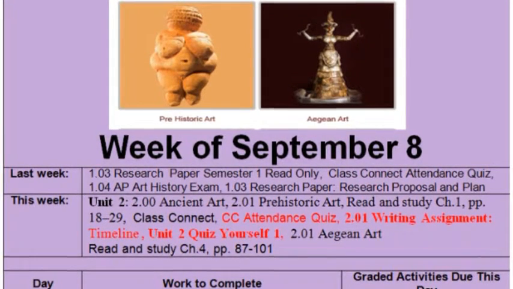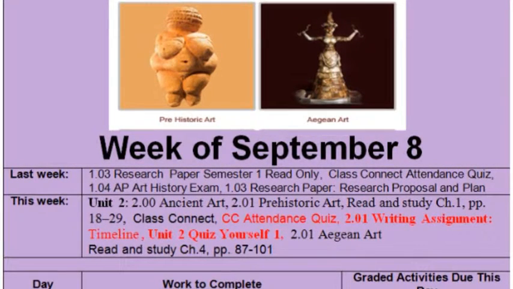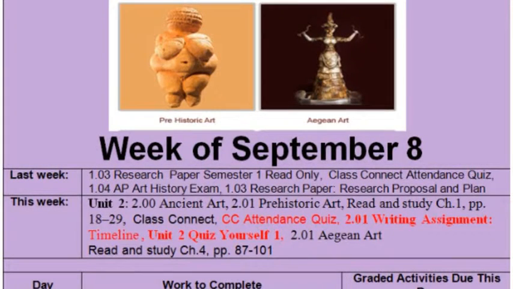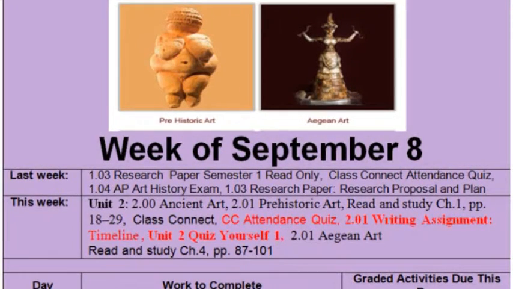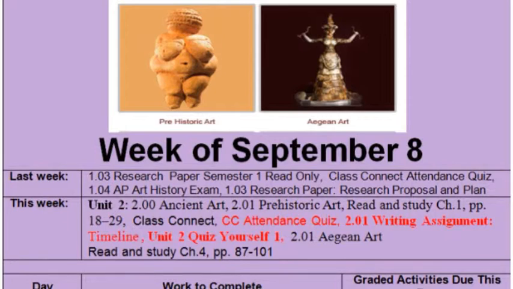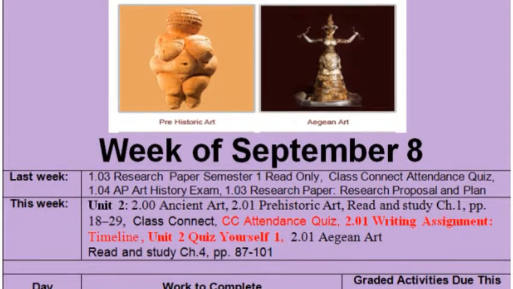I'm going to walk you through what we processed last week and what we're looking at this week, beginning on Monday. Okay, so last week we covered Unit 1, and it was an overview of the course, as well as a focus on the writing aspect and especially the research paper.